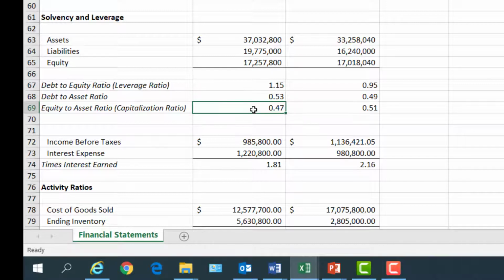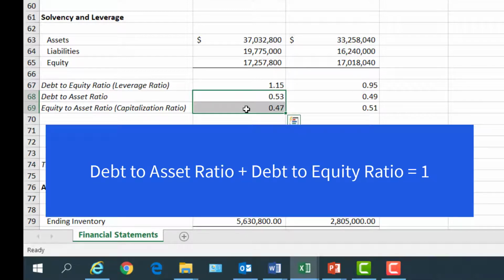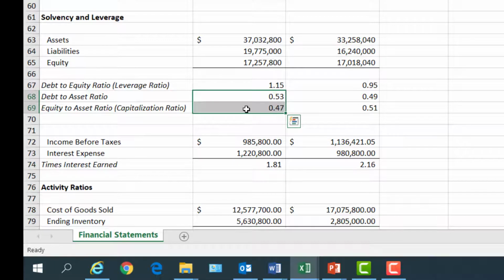Now, these two numbers must always be less than 1. They cannot be greater than 1. It's a mathematical impossibility. And in fact, the two numbers, the debt to asset ratio and the equity to asset ratio, will always sum to 1. So if you know the debt to asset ratio, you by default know the equity to asset ratio because they always sum to 1. That's a side effect of the fundamental accounting identity. Again, we'll probably need to do another video showing how all that works.